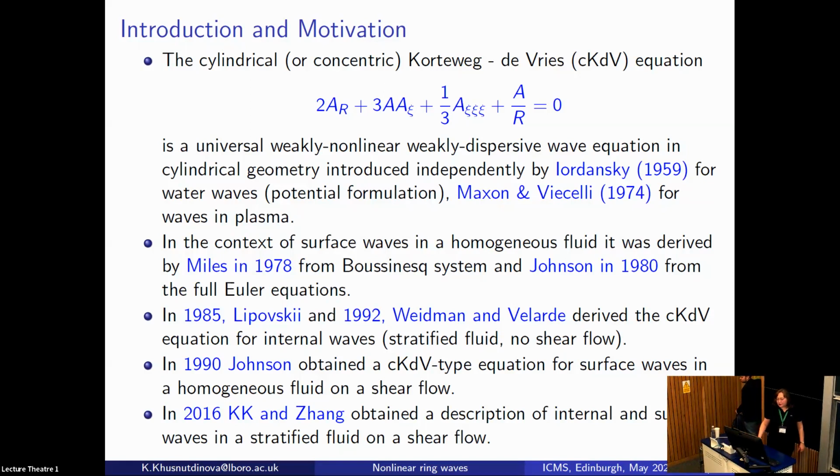So in the context of water waves, in the potential formulation, derivations for surface waves in a homogeneous fluid in the context of the Boussinesq system were by Miles in 1978 and by Robin Johnson in 1980 from the full Euler equations. So I will also mention internal waves, although most of my talk will be about surface waves.